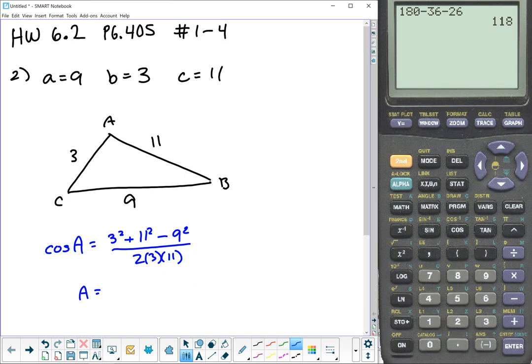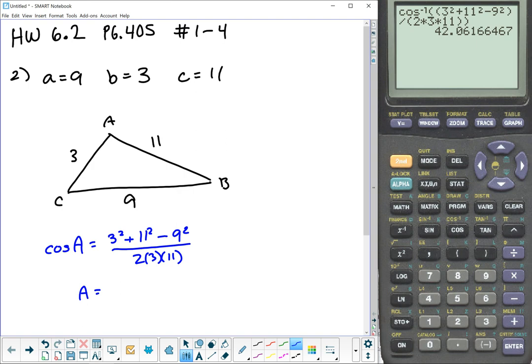Again, I can just do that in one move if I just do inverse cosine and then all of that. Parentheses. Notice inverse cosine already gives you a parentheses, so you need a parentheses to match to make the top work. So 3 squared plus 11 squared minus 9 squared. Close that off. Divided by parentheses 2 times 3 times 11. Close that off and close it off one more time. And that gets me 42 degrees for A.